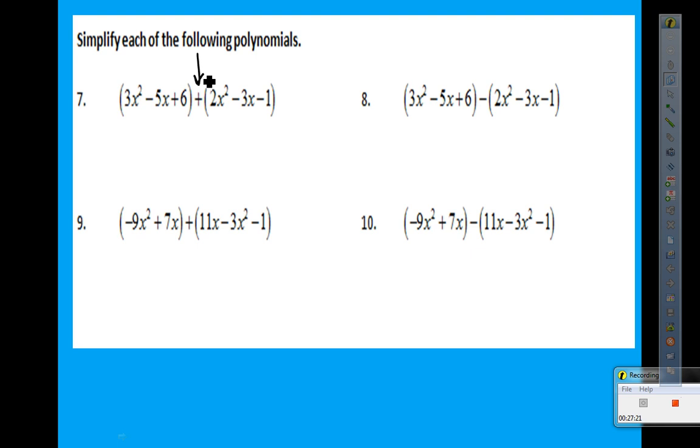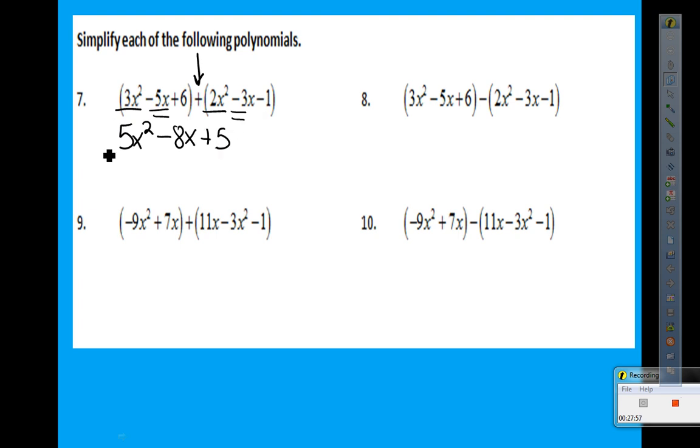So go through and add up each of your like terms. Here's a plus sign. Find your 3x squared and your 2x squared, and then add those up. 3x squared plus 2x squared is going to be 5x squared. When you add or subtract, powers never change. Here's a negative 5 and a negative 3. Negative 5 plus negative 3 is negative 8x. And then 6 plus negative 1 becomes 5.